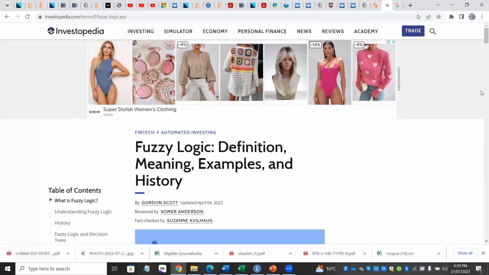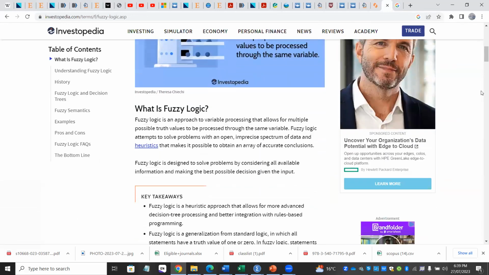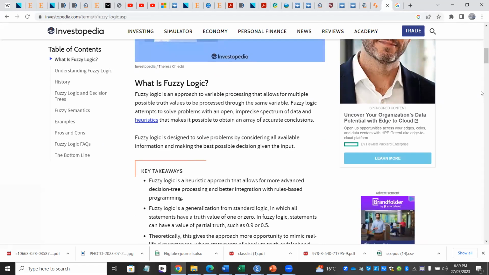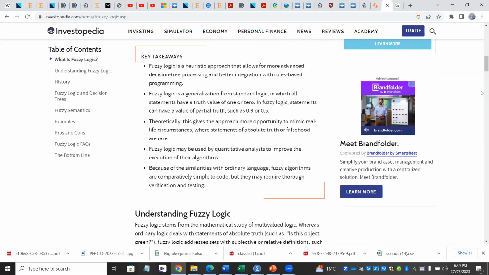Then here too, there is some form of explanation to be given. Fuzzy logic is an approach to variable processing that allows for multiple possible truth values to be processed through the same variable. Fuzzy logic attempts to solve problems with an open, imprecise spectrum of data and heuristics that makes it possible to obtain an array of accurate conclusions. Fuzzy logic is designed to solve problems by considering all available information and making the best possible decision given the input.